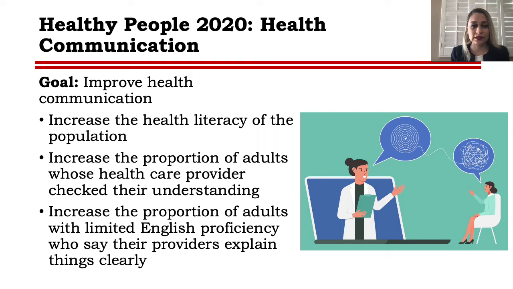Healthy People 2020 health communication. Effective health communication is critical to health and well-being. The goal is to improve health communication. This will be done by increasing the health literacy of the population, increasing the proportion of adults whose healthcare providers check their understanding, and increasing the proportion of adults with limited English proficiency who say their providers explain things clearly.